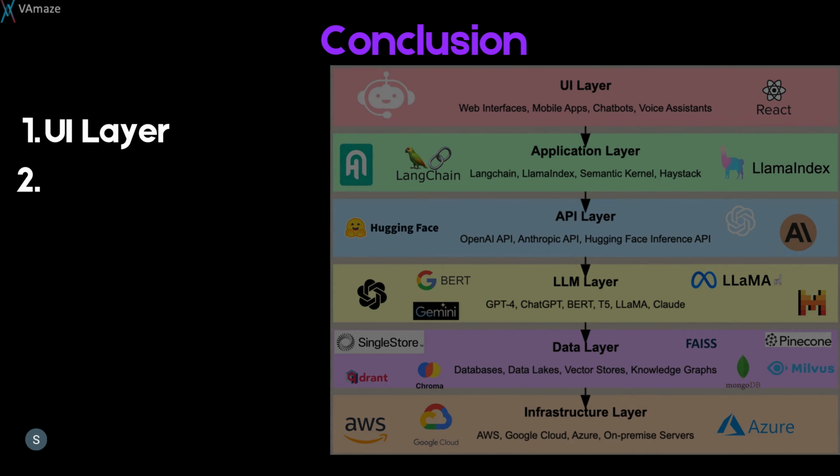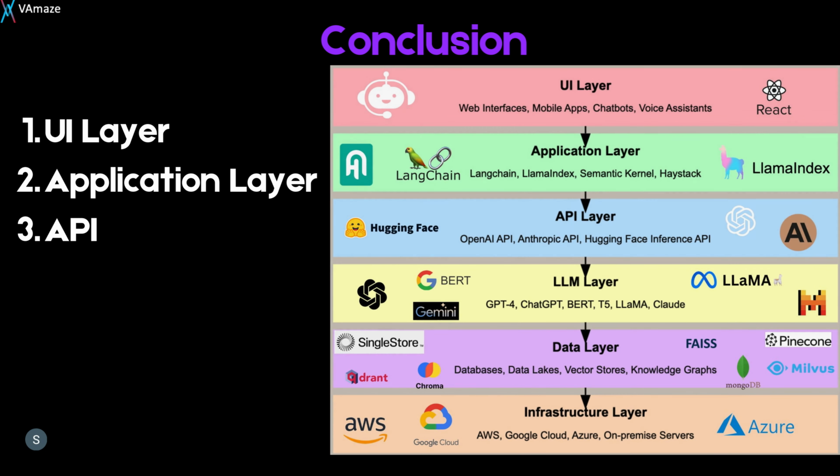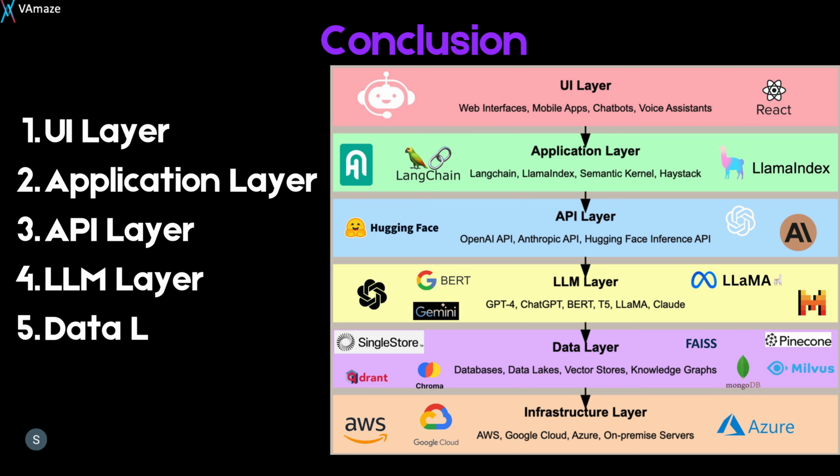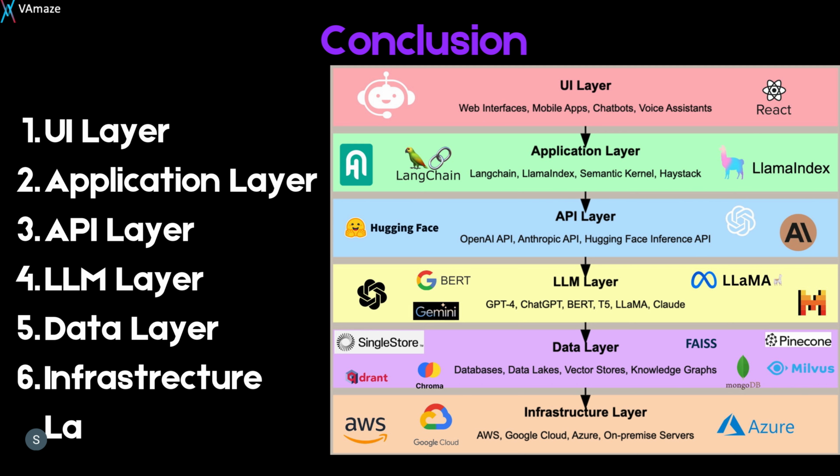So let's recap what we have learned so far. These are the six layers of our GenAI application building technology stack, which are infrastructure, data layer, LLM layer, API layer, application layer, and UI layer. The GenAI technology stack showcases the depth and complexity of modern AI systems. From the cloud infrastructure at the base to the user interface at the top, each layer plays a crucial role in creating powerful, scalable AI applications.